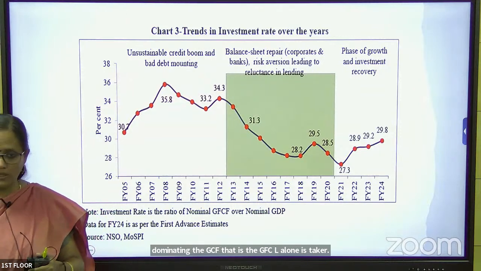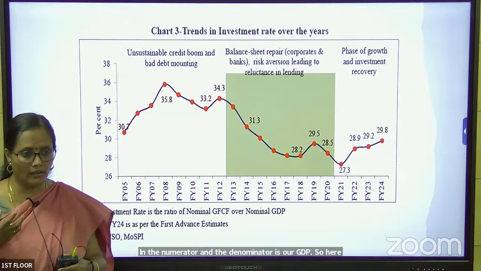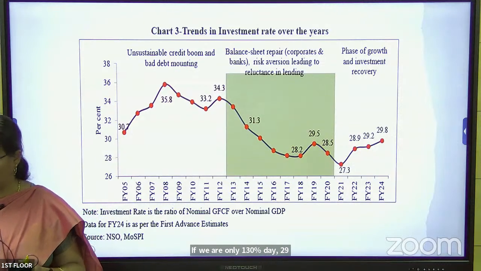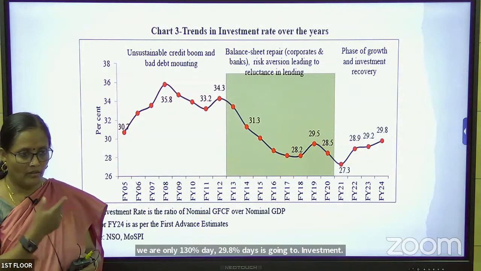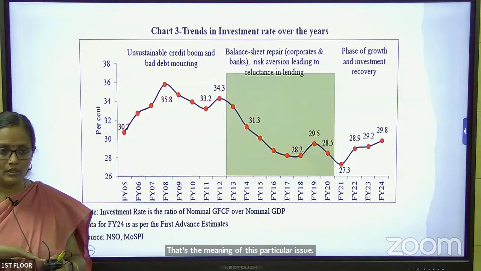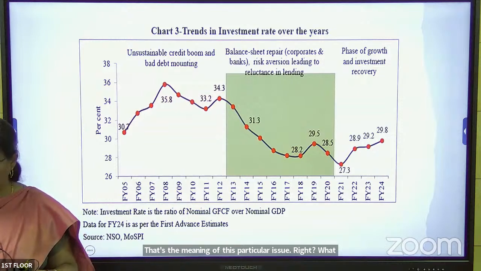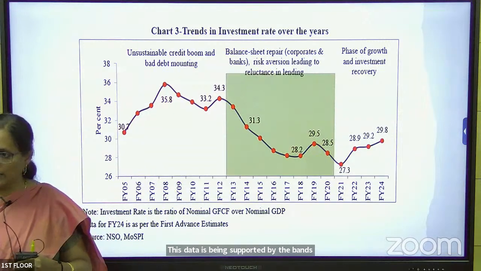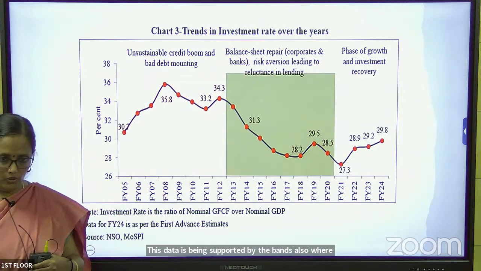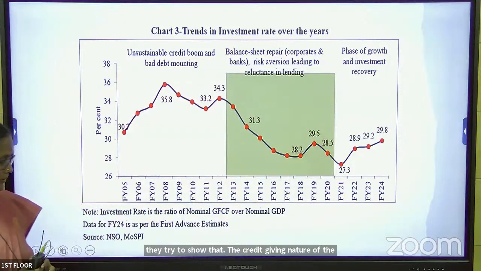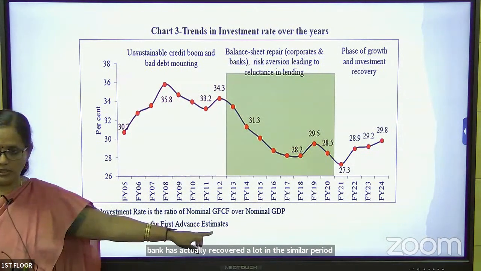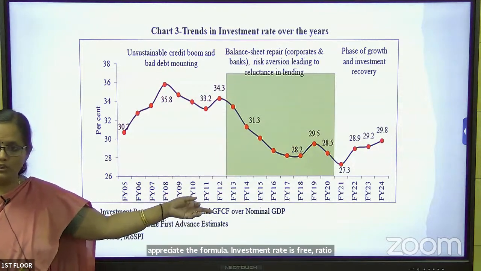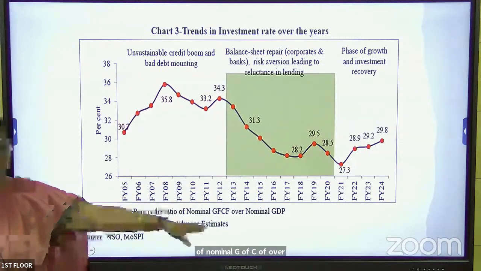The 90% which is dominating the GCF, that is the GFCF, alone is taken in the numerator, and the denominator is our GDP. So here we can say that if we are earning 100%, 29.8% is going towards the investment. That's the meaning of this particular ratio. Right? What investment? In the construction, in the machineries and the equipments. This data is being supported by the banks also, where they try to show that the credit giving nature of the bank has actually recovered a lot in the similar period. That's the other graph we saw. You are able to appreciate this formula: investment rate is the ratio of nominal GFCF over nominal GDP, numerator and denominator.